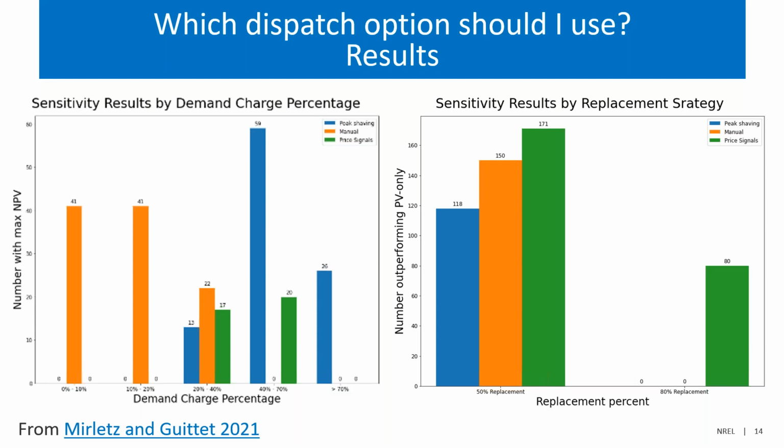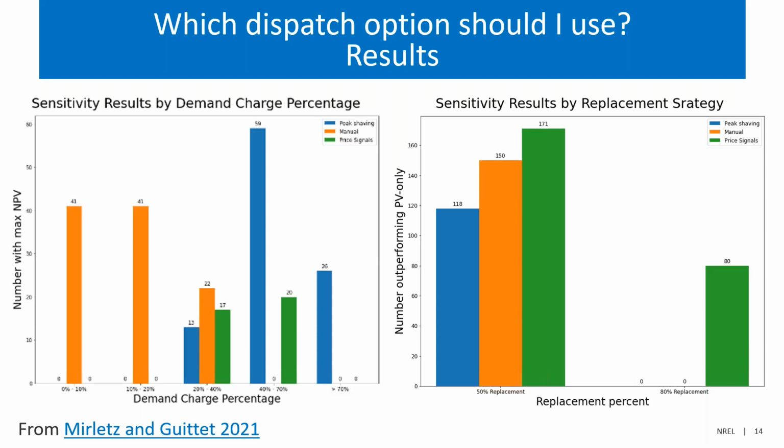In the chart on the left, we're looking at the number of cases within each bin that had the maximum NPV. Note that it doesn't add up to that 625 because in some cases PV only had the maximum NPV. And then on the right, the number of cases where that dispatch strategy outperformed PV only, so the battery provided some value. On the left, the x-axis is the demand charge percentage, or how much of the utility bill without system was composed of demand charges based on that sensitivity that we were doing before. So we saw a couple different buckets, 0 to 10, 10 to 20, and so on.